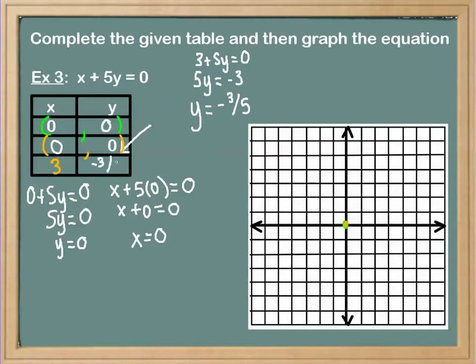So I'm going to plot that point. When I plot that point, I'm going to go to 3, which is to the right 3, and then down 3/5. Well, 3/5 is a little bit more than half of a unit, so I'll put my purple point right about there. Now I can take a straight edge and connect those 2 points with a line. Remember, 2 distinct points create a line. I get the resulting line.